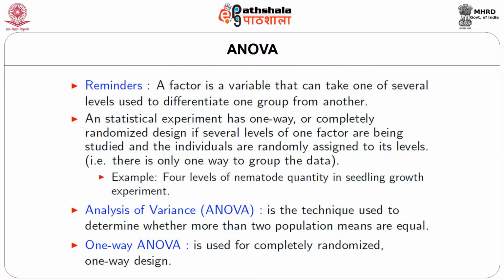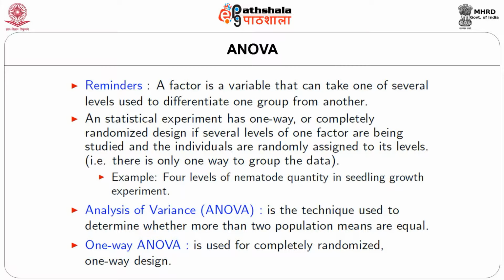One-way ANOVA Part 1. We start with the reminders that a factor is a variable that can take one of several levels used to differentiate one group from another. A statistical experiment has one-way or completely randomized design if several levels of one factor are being studied and the individuals are randomly assigned to its level. That is, there is only one way to group the data. Example, 4 levels of nematode quantity in seedling growth experiment.